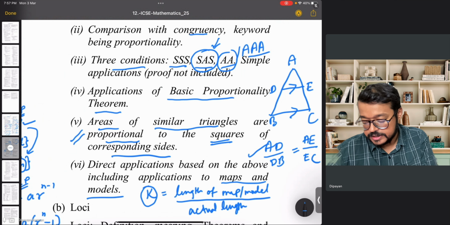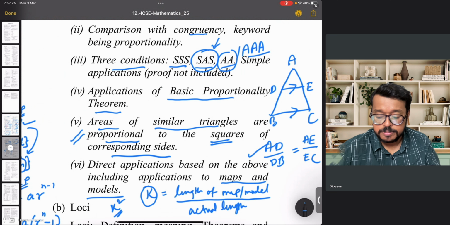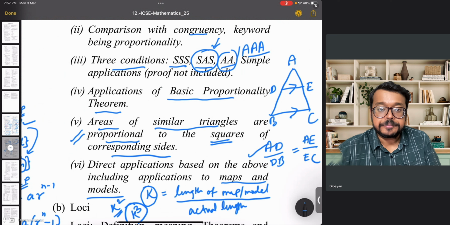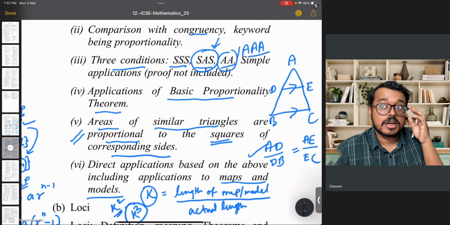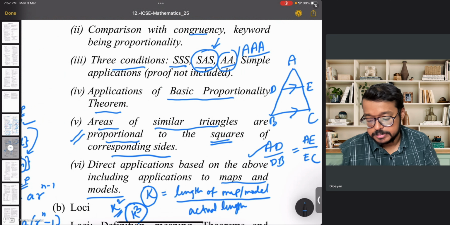So the square of scale factor, k square, will be the ratio of area. And for volume, the ratio of volume of model and actual object will be the cube of scale factor, k cube. So you can apply that to solve questions. And again, conversion of units will be important in such questions, centimeter square to meter square, something like that.